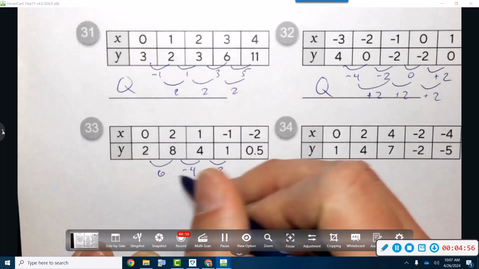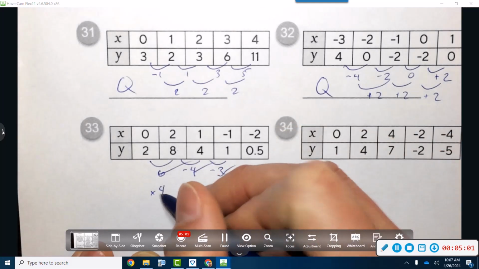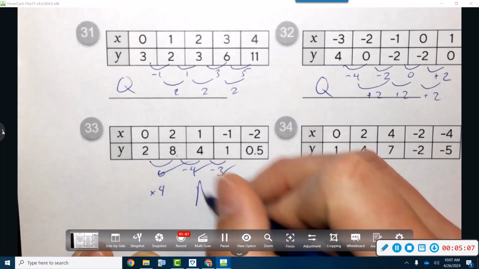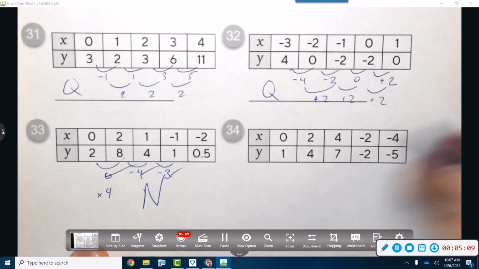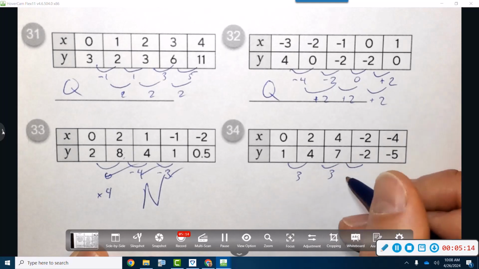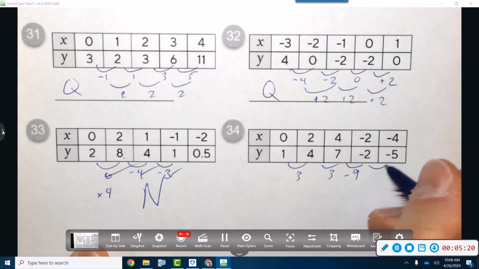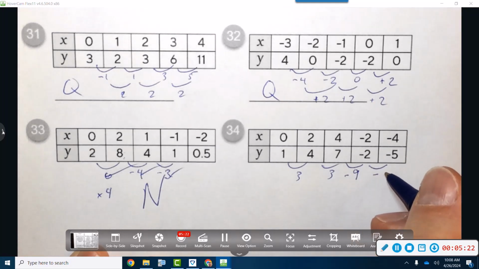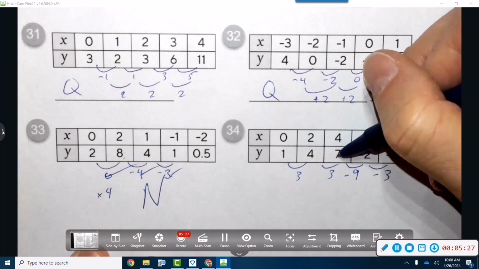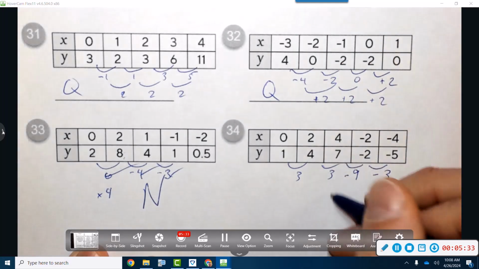2 times, so it can't be a quadratic, definitely not linear. So 2 times 4 is 8. 8 times 4 is 32. So this is going the wrong direction. This is a neither. Okay. This one is up 3, up 3. This went down 5. No, down 9. And then this one went down 3. Let's do that again. It went up 3, down 9, down 3. This is neither.